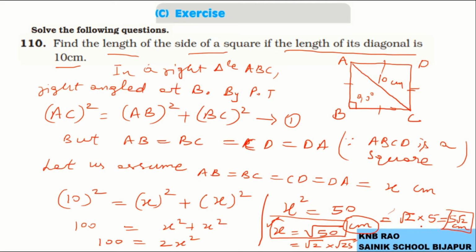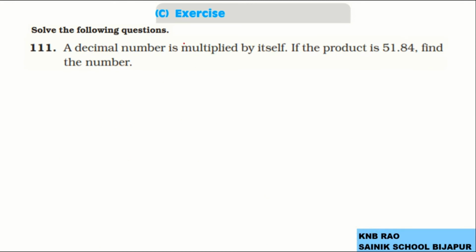Next, let us take question number 111. In the question number 111, a decimal number is multiplied by itself. If the product is 51.84, find the number. See, it is so simple. We do not know what that number is.